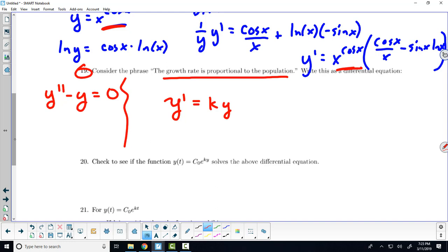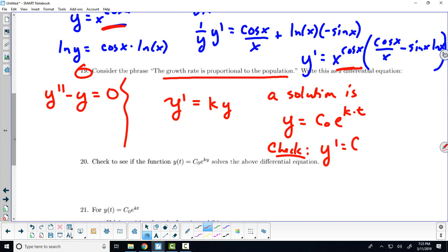Exponential growth means it follows this model. And it turns out that a solution to this equation is y equals c naught e to the k times t, where t is my variable there. Let's check this. If I take the derivative of this, what would I get? I get y prime equals c naught e to the kt, but then by the chain rule, I'd multiply by another factor of k. And so what is y prime? It's the same as the original function, except it's got this times k on it. That's what this says.